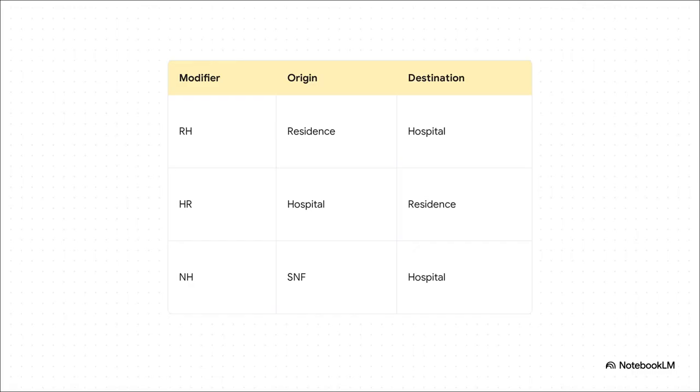Now, what's really interesting about this slide is how ambulance claims require a highly specific 2-character modifier matrix. The first letter is always your origin, and the second is the destination. For example, an R for residence and H for hospital combines to make RH. Reverse the trip, it becomes HR. You might also see D for diagnostic facility, N for nursing facility, or P for a physician's office. You're basically mapping the exact physical journey of the patient for the payer.